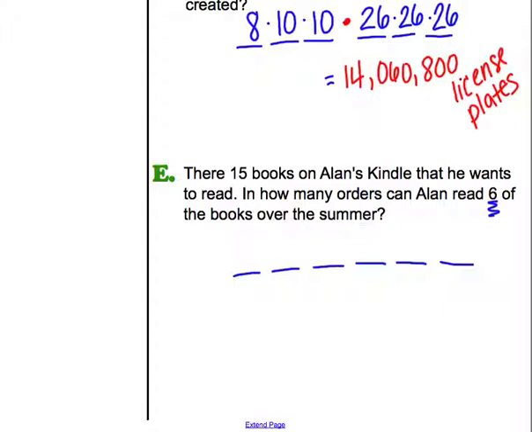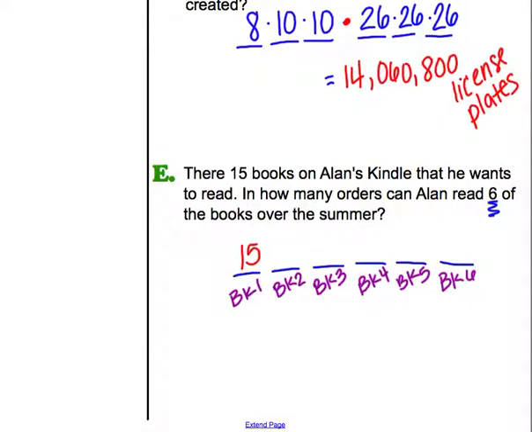So this is like saying, this is book 1, this is book 2, this is book 3, this is book 4, this is book 5, and this is book 6. And I don't know about you, but if I was given 15 different titles and told how many different ways can I read 6 of them over the summer, I don't want to figure that out by reorganizing them and making a list. So when I look at this, when Alan picks his first book, he's got 15 books to choose from.